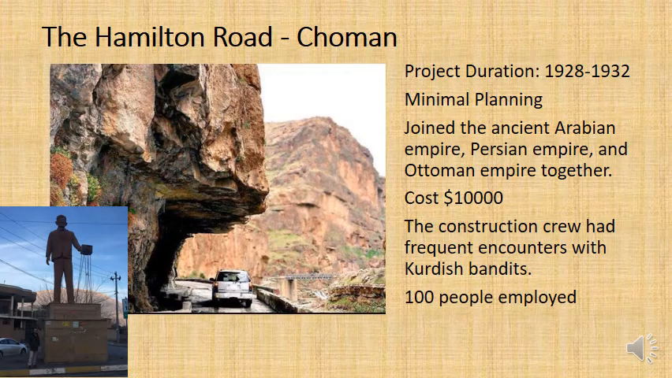Now here's a civil engineering project very close to home. This is the Hamilton Road. So this is the road that goes from Gali Ali Beg to Choman. Now this project was built, the duration of the project was quite short. It was 4 years, 1928 to 1932. So they built this massively long road in a very short space of time, 4 years. It's quite a short space of time, really, especially in that era where they didn't have any machinery or anything.